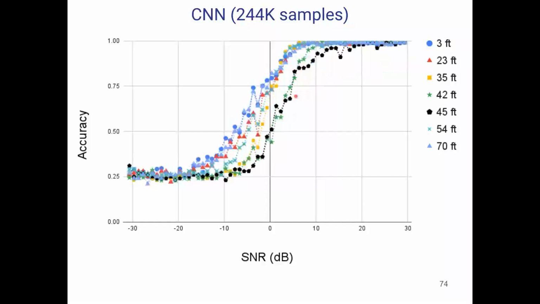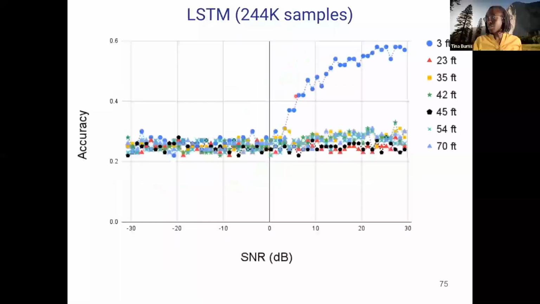Now, to add to that, we see that the FCNN, the fully connected network, behaves this way. The LSTM, though, is very sensitive to these different distances. The only distance at which the LSTM predicts is actually 3 feet. Every other distance is just like, no. So it also depends on the network itself, and I guess the LSTM in particular is sensitive to the differences in distances.